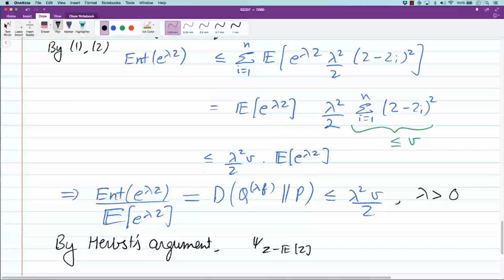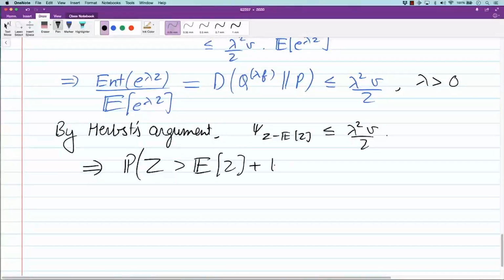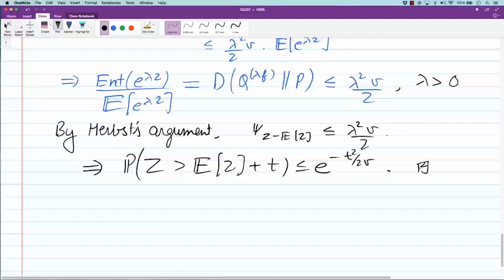Remember that you can always subtract the expected value of z from both exponents, because it's like multiplying with a constant. So this guy here is less than or equal to lambda square v by 2. This implies that this is a sub-Gaussian random variable, so we have a sub-Gaussian tail bound: the probability that z exceeds its expected value plus t is less than or equal to e to the power minus t square by 2v.